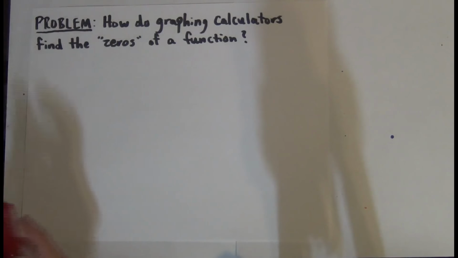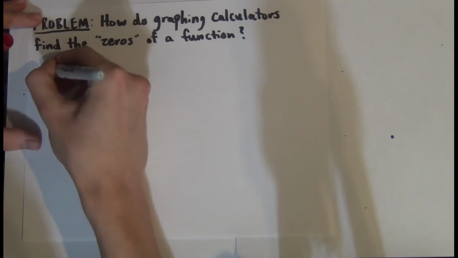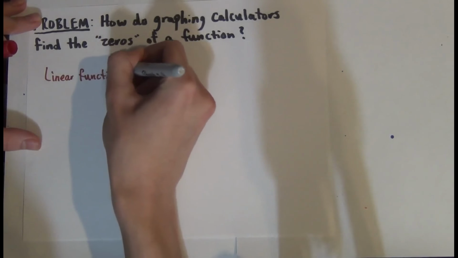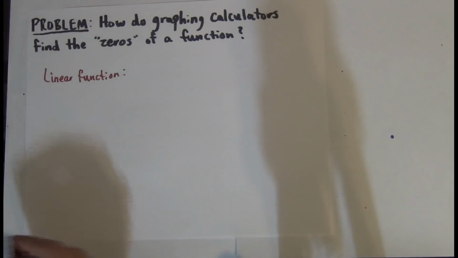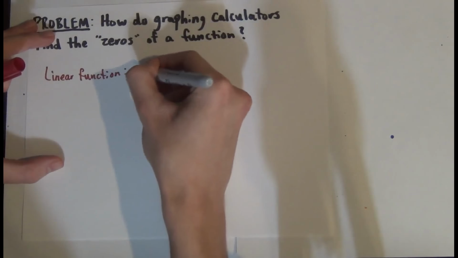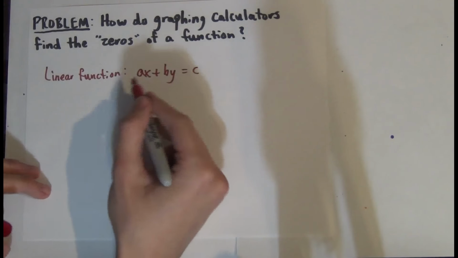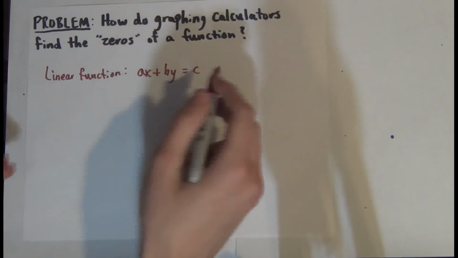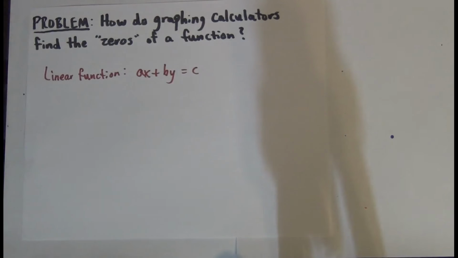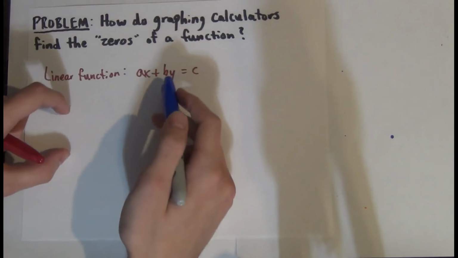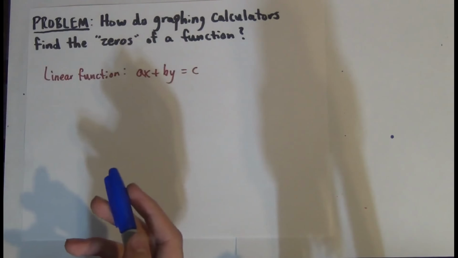So let's say I had a linear function. Let's start small. A linear function in standard form is probably something like ax plus by equals c, where x and y are the variables, a and b are the coefficients, and c is just whatever the function equals. If I wanted to find the x-intercept of this, remember that an x-intercept is anywhere where y is equal to 0. So if I plug in y equals 0, I get exactly where it touches the x-axis.